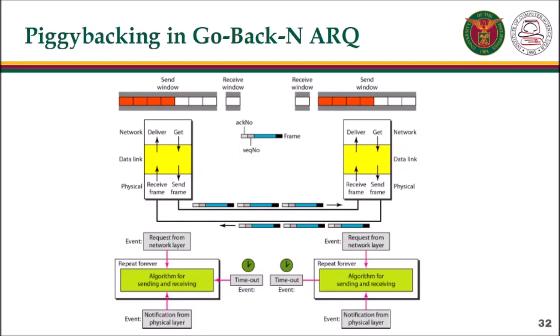A technique called piggybacking is used to improve the efficiency of the bidirectional protocols. When a packet is carrying data from A to B, it can also carry acknowledgement feedback about arrived packets from B. When a packet is carrying data from B to A, it can also carry acknowledgement feedback about the arrived packets from A. The figure shows piggybacking in Go-Back-N ARQ.